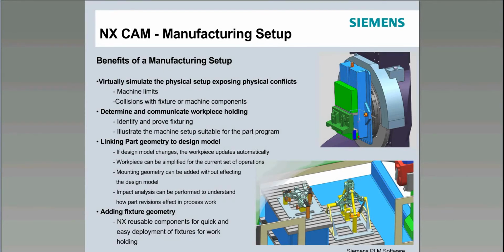If an engineering change takes place on the design model, because our workpiece is associatively linked back to the design model, it automatically updates to reflect that engineering change. And at that point we can do an impact analysis to find out if we've over-machined the part due to the engineering change, or if we still have excess material that we can machine away.